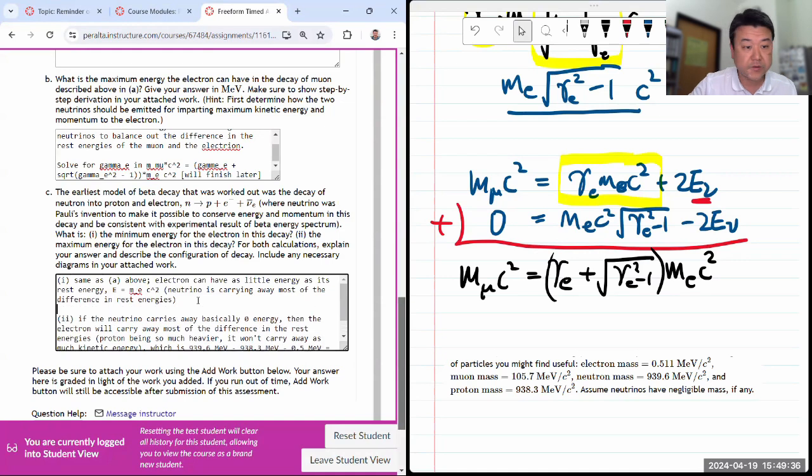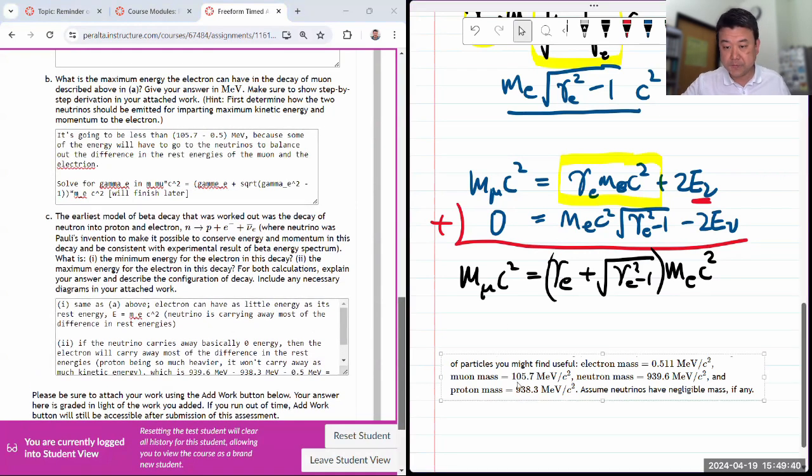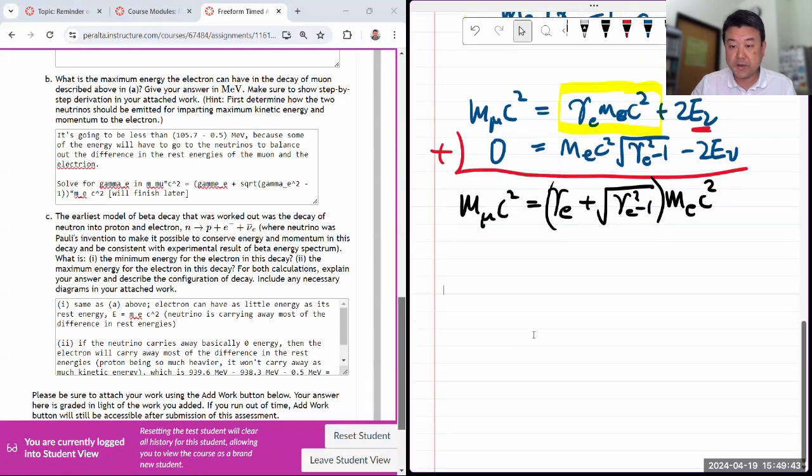And let's finish up B. So solve for gamma E there. Okay, so let's finish the algebra. I think I can do it in 4 minutes. So I'm gonna solve for this first.